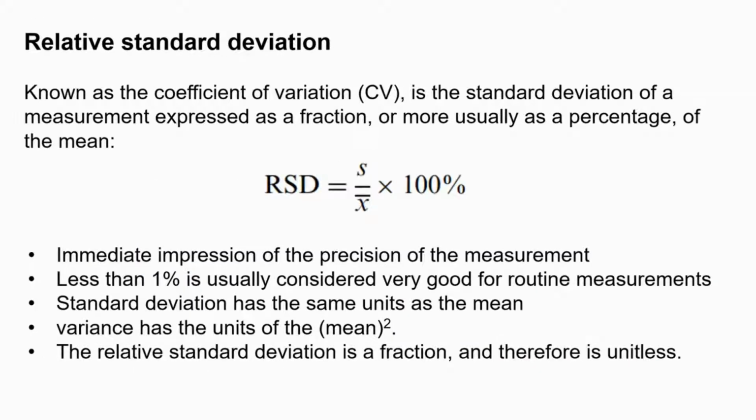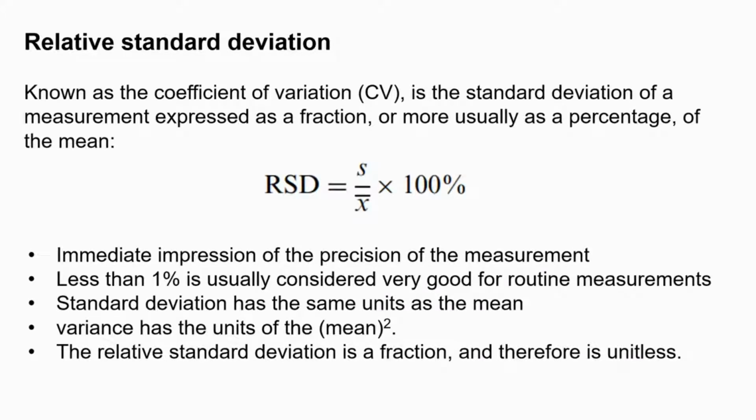Alright, so relative standard deviation, also known as the coefficient of variation, is the standard deviation of a measurement expressed as a fraction, a fraction of the standard deviation with the mean, and we normally express it as a percentage. The relative standard deviation of any analytical result is often quoted as it gives an immediate impression of the precision of the measurement. Precision is another important criterion. I have already discussed this in my previous video. Less than 1% is usually considered very good.